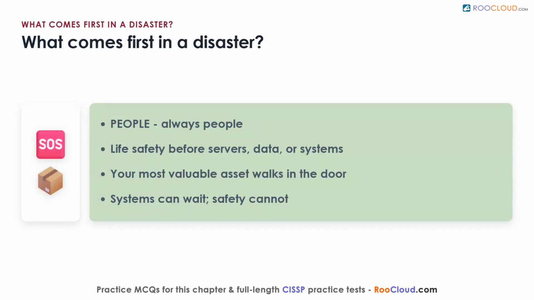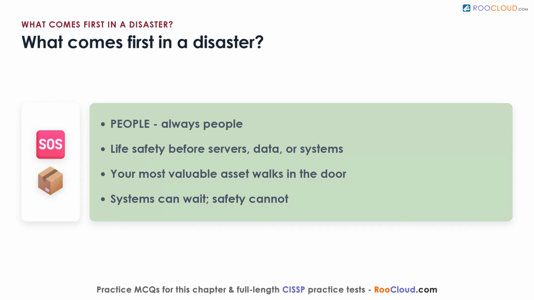When a real disaster strikes, what comes before everything else? People. Always people. Before you think about servers, data, or restoring a single system, your first duty is to get human beings out of harm's way. The most valuable asset in any organization is not in a data center. It walks in the door every morning. So a well-built plan puts life safety at the very top, ahead of every technical concern. Recovery of systems can wait a few minutes.